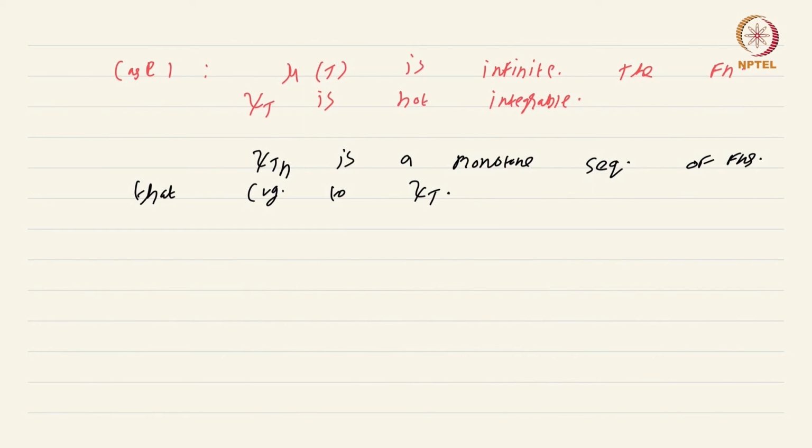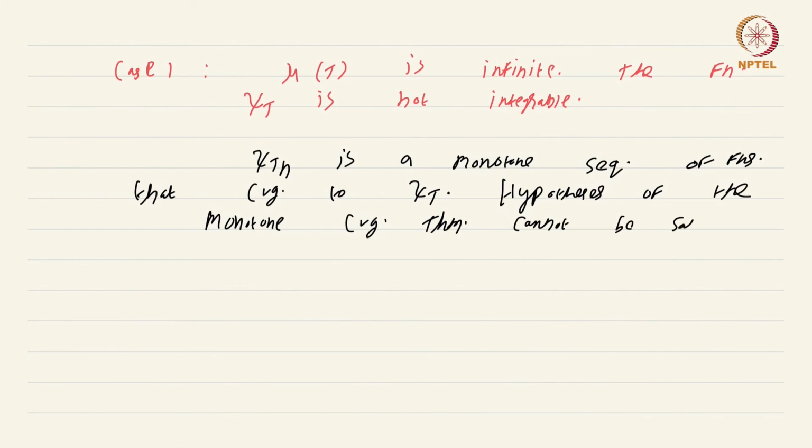But since chi of t is assumed to be not Lebesgue integrable, that means the hypothesis of the monotone convergence theorem cannot be satisfied, because the conclusion of the monotone convergence theorem is that the limit function is integrable. Since we are ending up with a non-integrable limit function, the hypothesis cannot be satisfied. Now, what were the hypotheses of the monotone convergence theorem?